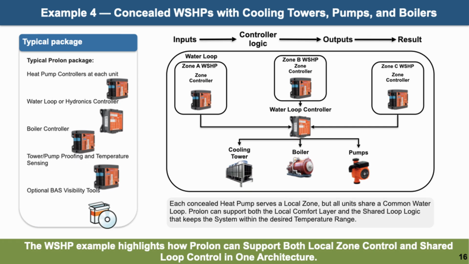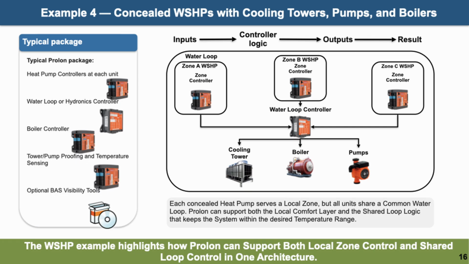This example shows a broader distributed application. Each concealed water source heat pump serves a local zone, but all of the units share a common water loop supported by pumps, a cooling tower, and a boiler. In this type of application, a Prolon package may include heat pump controllers at each unit, a water loop or hydronics controller, a boiler controller, tower and pump proofing, temperature sensing, and optional BAS visibility tools.